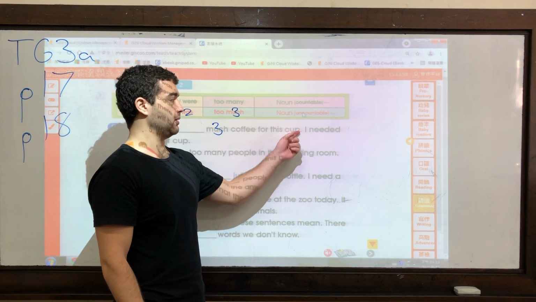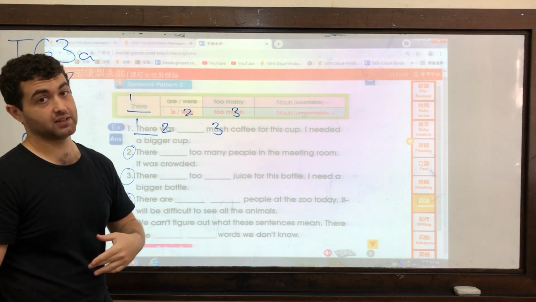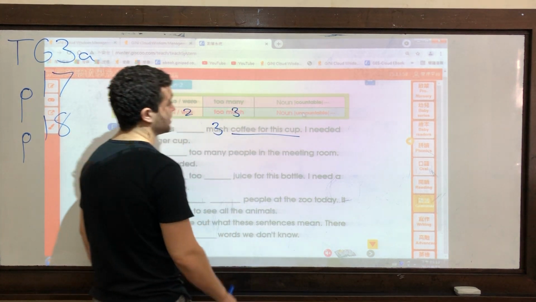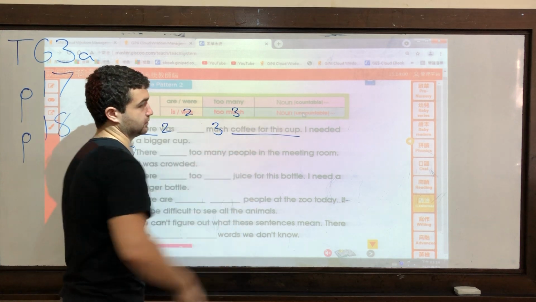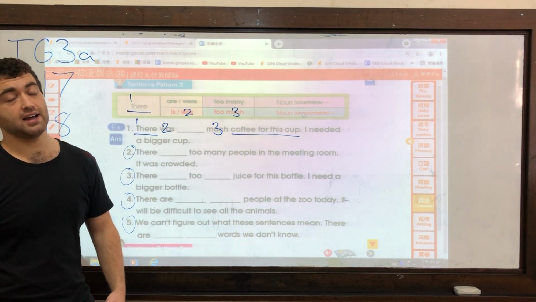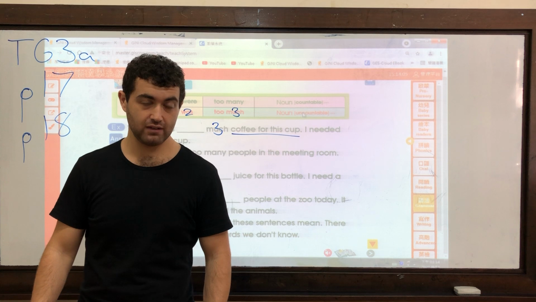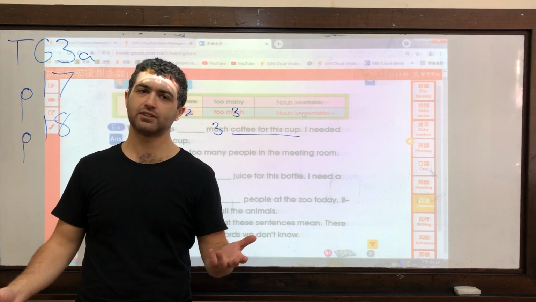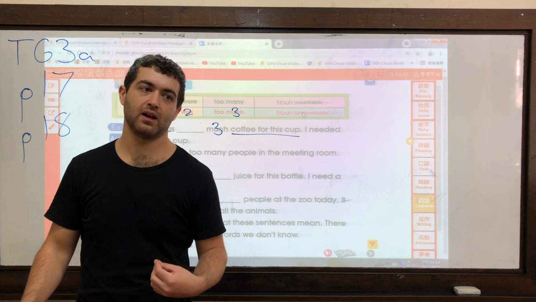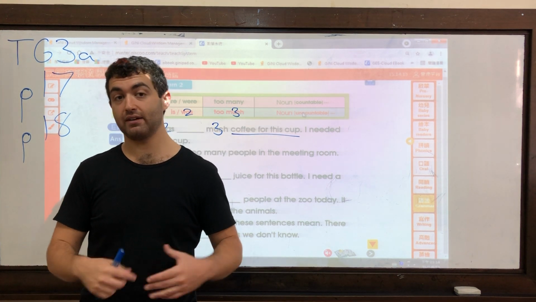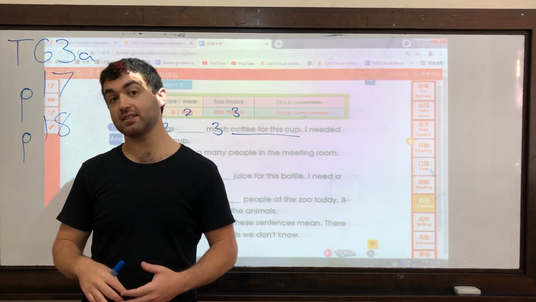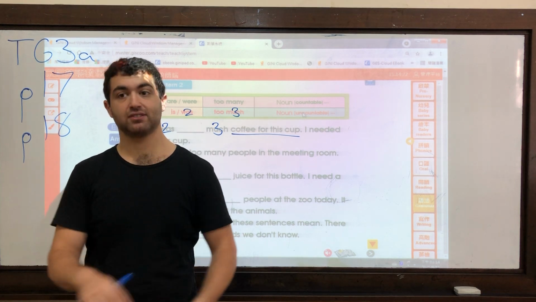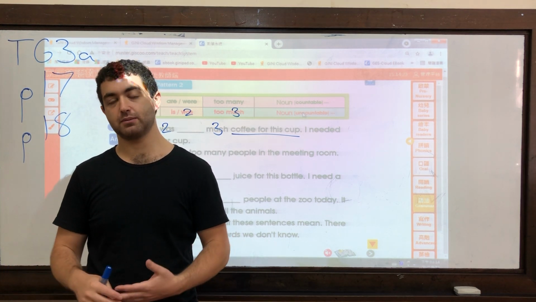Coffee for this cup. I needed a bigger cup. So coffee for this cup is the uncountable noun. If I ask you, how much coffee do you have? You can say, I have a lot of coffee in this cup. Or, I don't have a lot of coffee in this cup. But if I ask you how much coffee you have in one cup, you cannot say, I have 4 coffee. That does not make sense. Because coffee is an uncountable noun.